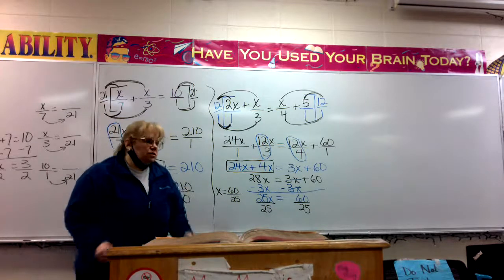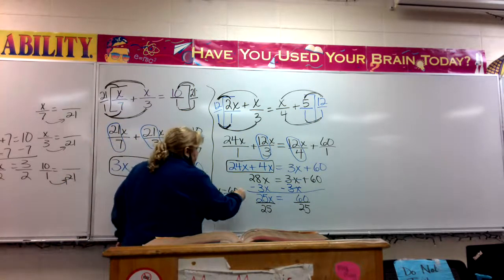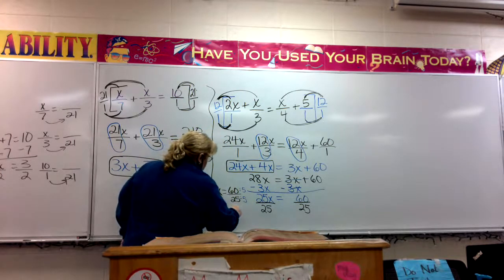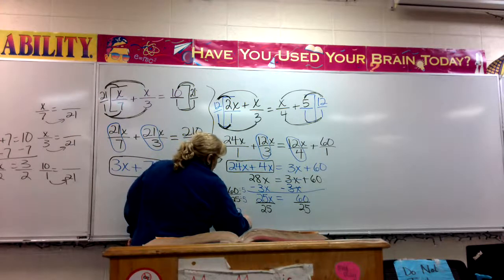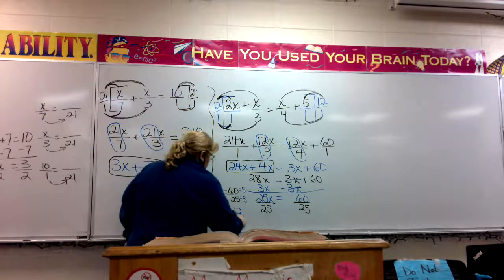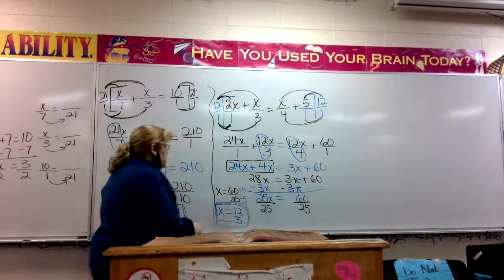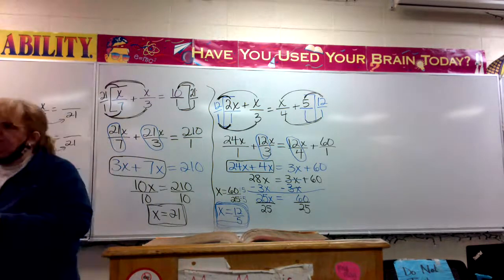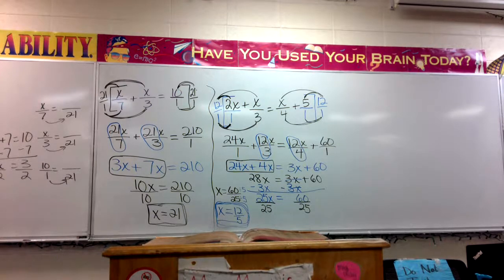Can I reduce? One ends in a 0, the other ends in a 5. I know I can at least divide by 5. 12 over 5. If you want to write it as a decimal, you can, but it doesn't really matter to me. Could just leave it like that.